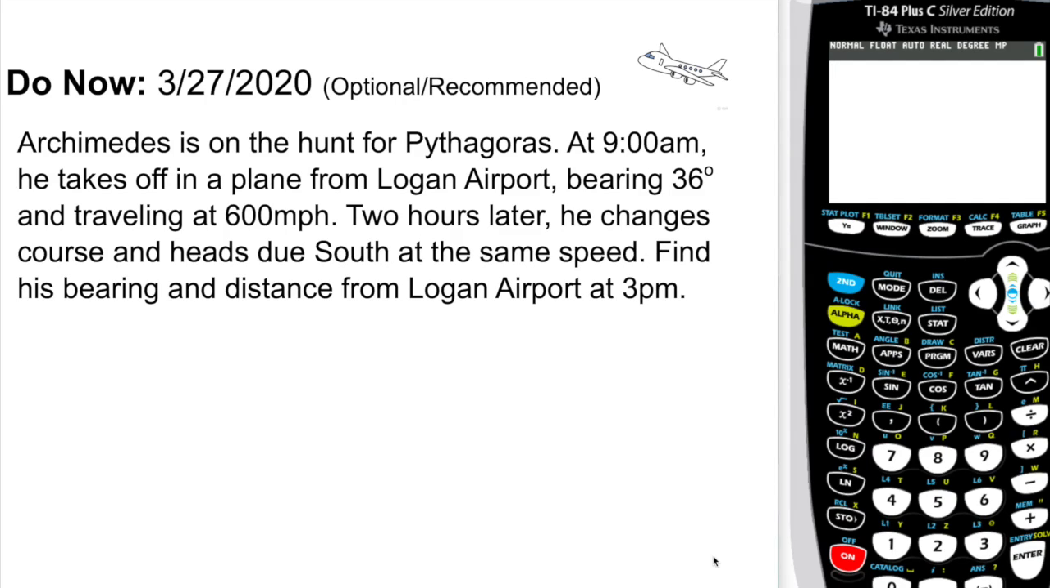This is Mr. Murray coming to you with an optional but highly recommended do now for Course 2 honors for March 27th, 2020. Okay, so at this point, hopefully you've started to delve into how we're finding bearings and distance. That's how we're taking it one step further. And so I thought I'd provide this little enrichment activity just to see if you're going on the right track so that you know whether you're doing the right thing with finding a bearing.